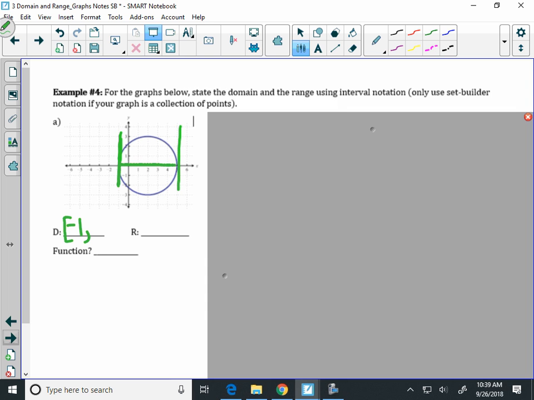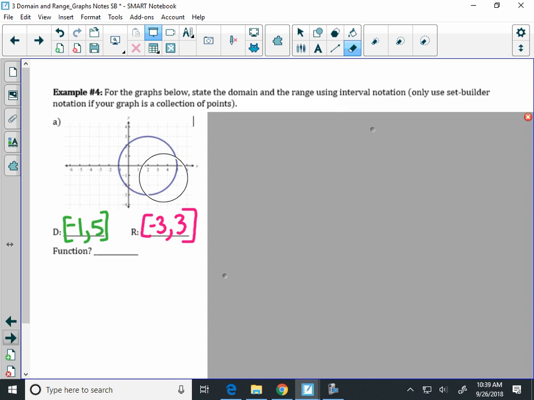And I go all the way up until the x of 5. That would be your domain. Now my range, I always start on the bottom. My lowest y value here is at -3. There's a closed dot there, so I put a bracket, and I go all the way up to y equals 3 at the top with a bracket.